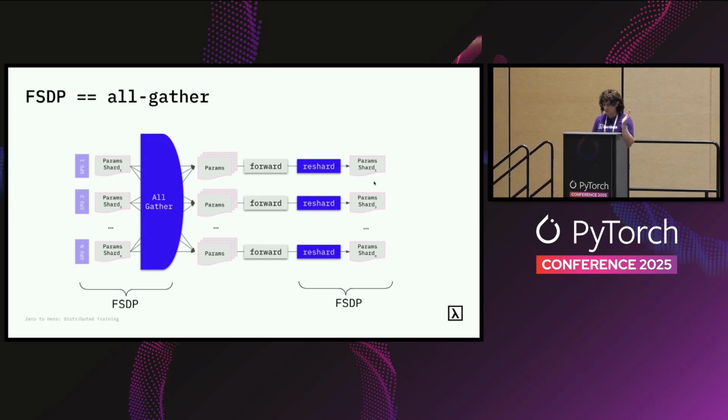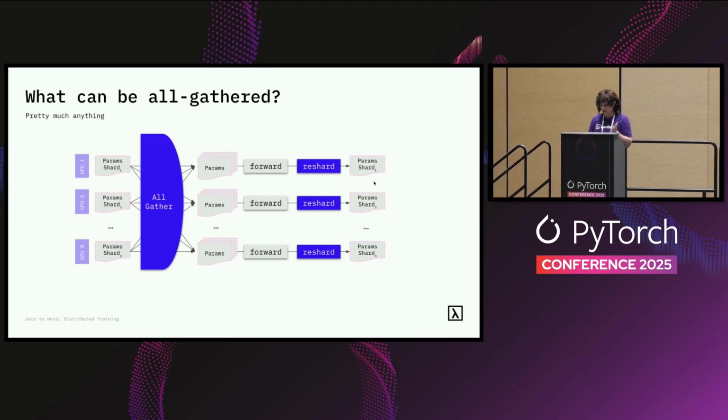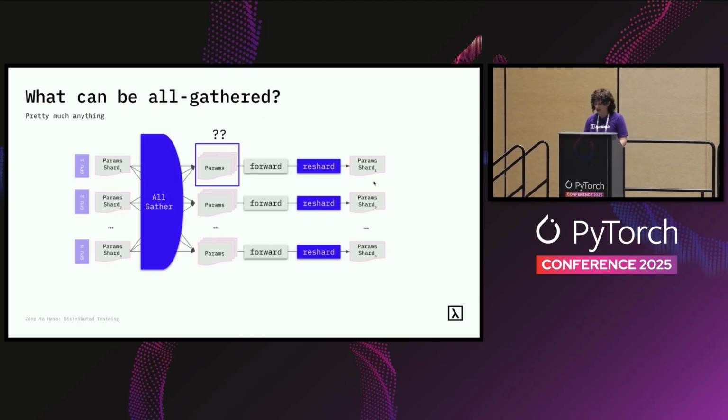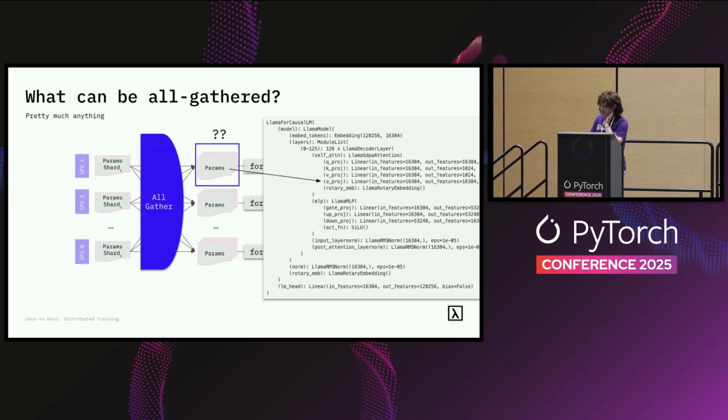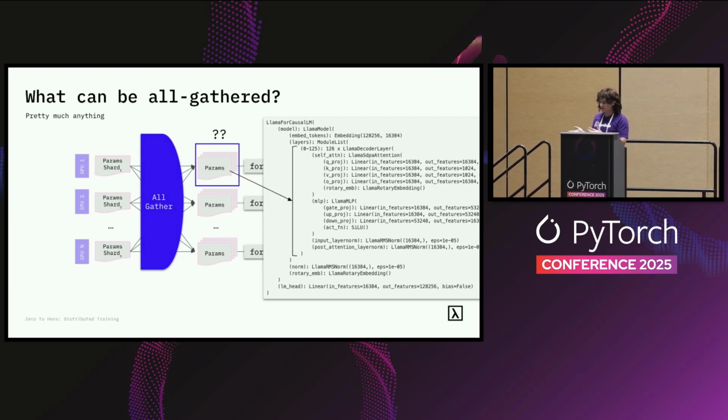So it's not conceptually that crazy. But what exactly is this params block? I'm just going to pull up the Llama model architecture for reference. This can actually be pretty much anything. It could be a single linear layer, where we do the all-gather for each of these linear layers individually. We could apply it at the attention layer and do the all-gather for the 4 linear layers together. People typically do it at the decoder layer level.